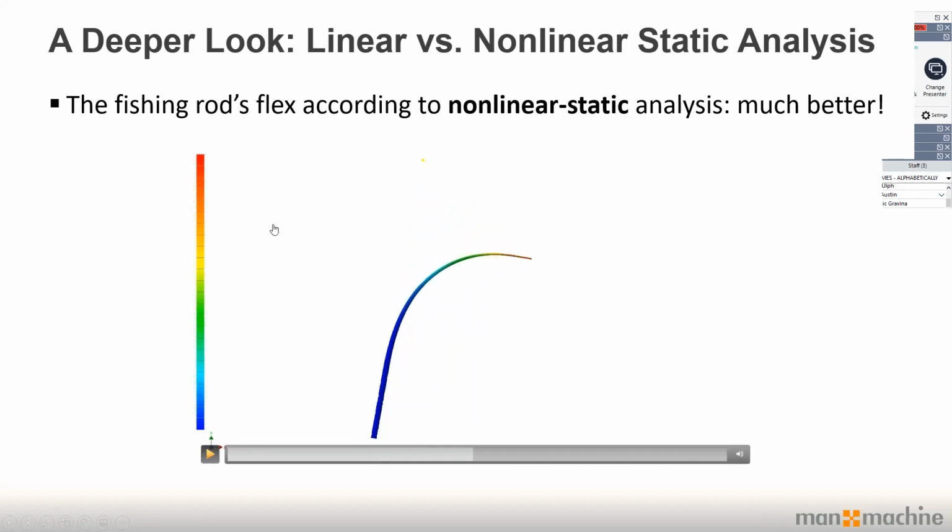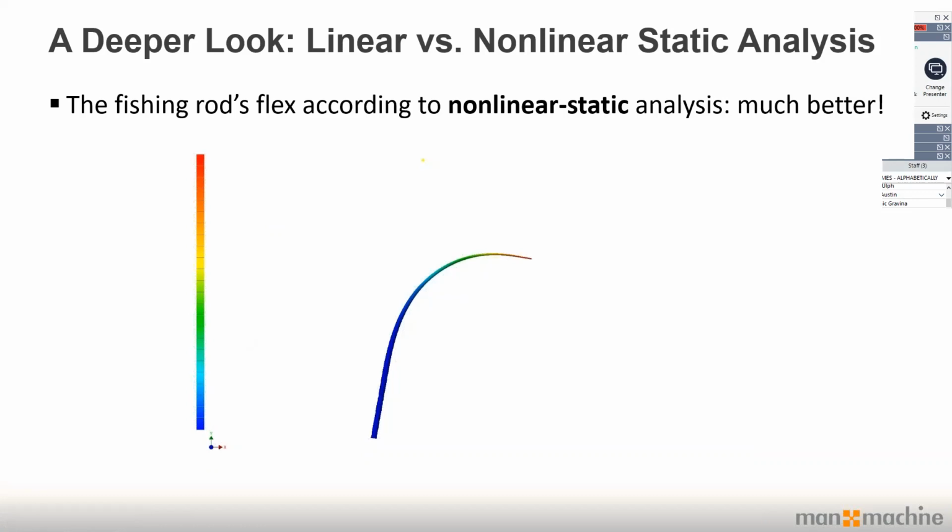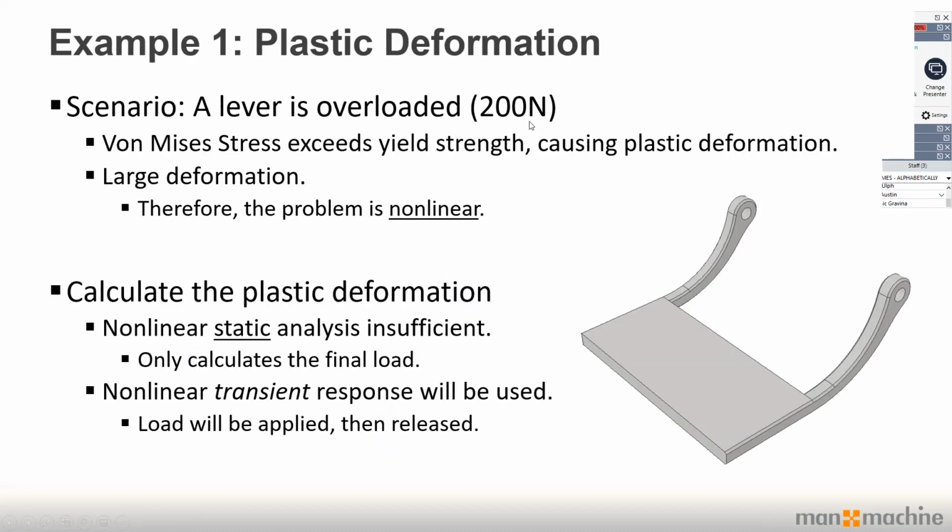Now, you might say, oh, that's fantastic. We'll be able to work out the plastic deformation that's going to result once we take off the load. But that's not a nonlinear static, that's a transient problem. So we're going to have a look at that now. This is one of the magic qualities of Nastran. You can calculate plastic deformation. So here we have a scenario. It's a very small lever and it's being overloaded with about 20 kilograms.